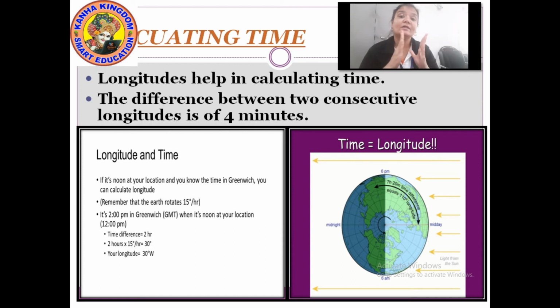Now to calculate, 2 hours multiplied by the degree per hour. How many degrees per hour? 15 degrees per hour. So 2 into 15. So how much is it? 30. Okay. So your longitude is 30 degrees west. This is the way you are going to calculate the time.